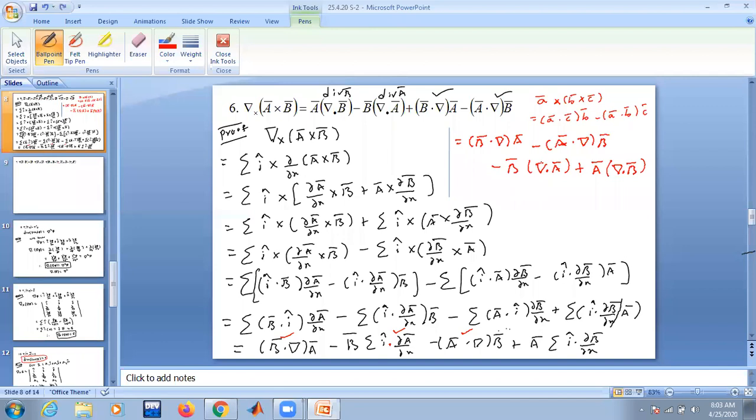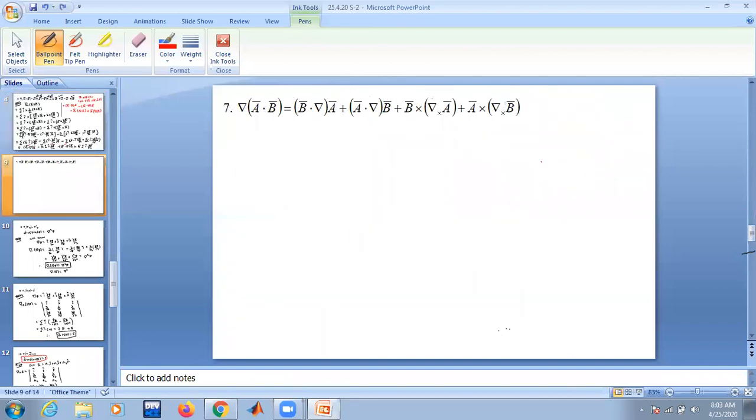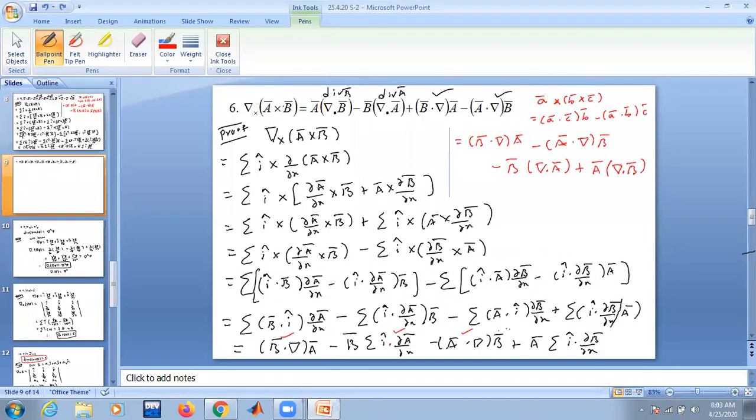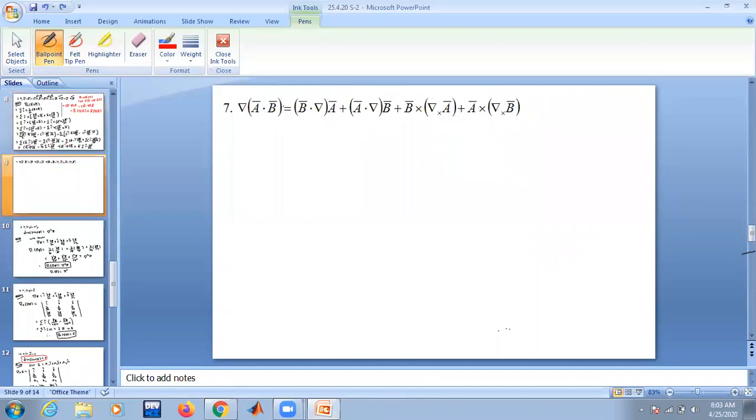Okay, now we'll go to the last result. Now see this result. Now it is a gradient of a dot product. Previously it was curl of a cross product. Now it is gradient of a dot product. Now you know the meaning of A bar dot del as well as B bar dot del, and you also know curl A bar and curl B bar. So let us prove it.